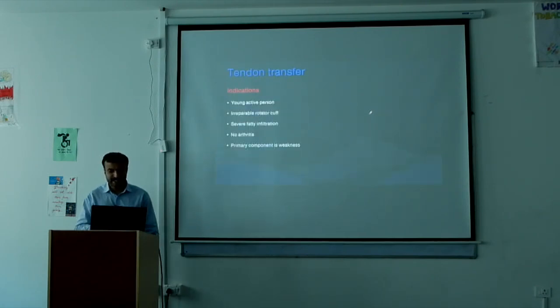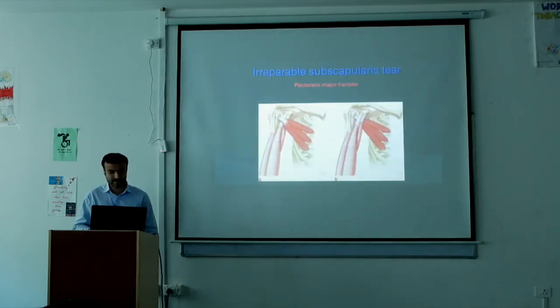It can be done either arthroscopically or by mini open incision, and both have equivalent results. Tendon transfer is indicated whenever the patient is young, the rotator cuff is irreparable with severe fatty infiltration, and the main problem of the shoulder is weakness, not pain. The prerequisite for this surgery is that the shoulder should not be arthritic.